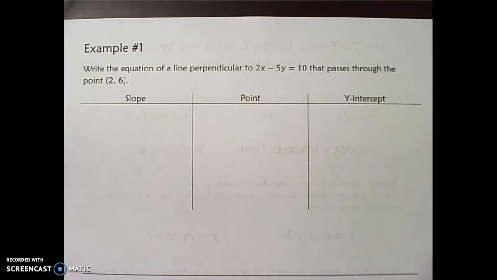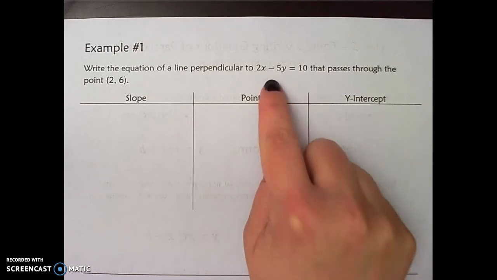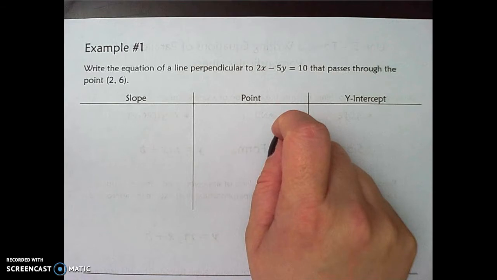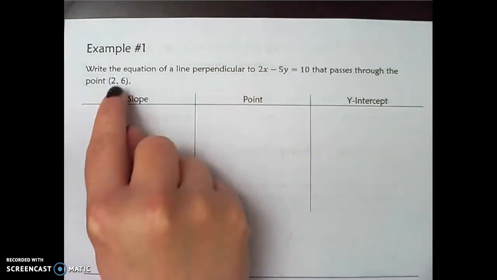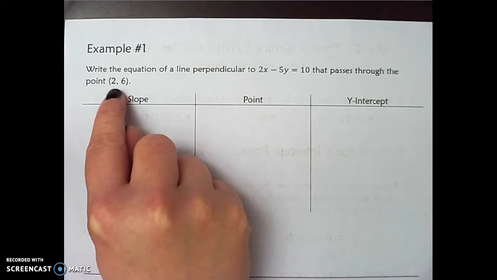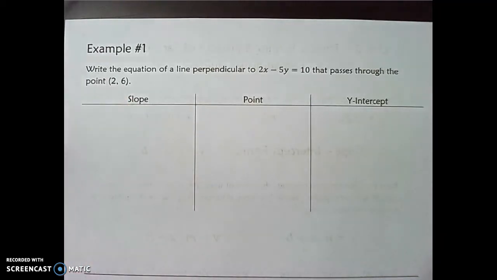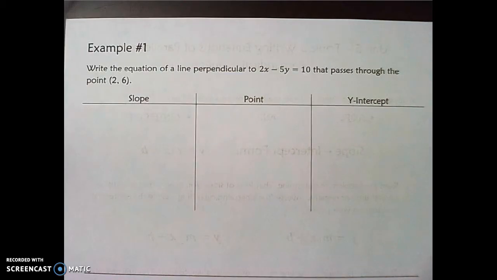So in example number 1, we are given the equation of a line, and we want to write the equation of a new line that will be perpendicular to our original line, but that is going to pass through this point specifically. So in order to write an equation of a line, we need two pieces of information.